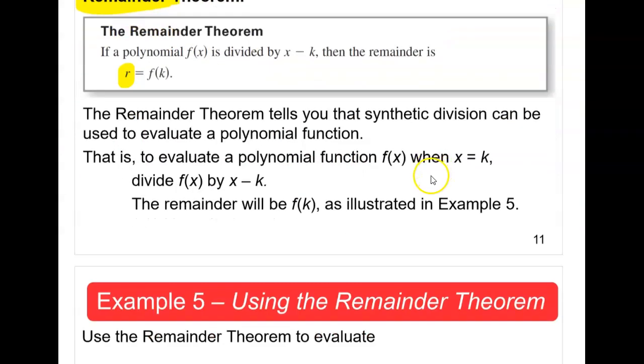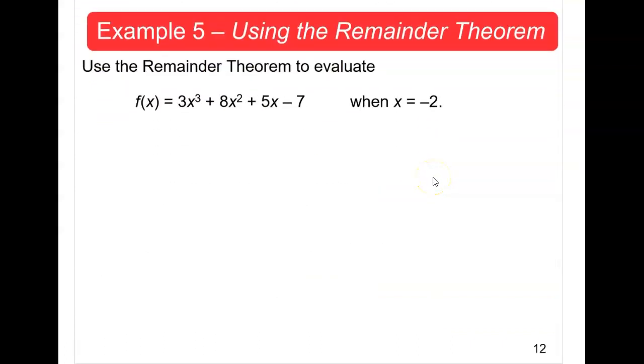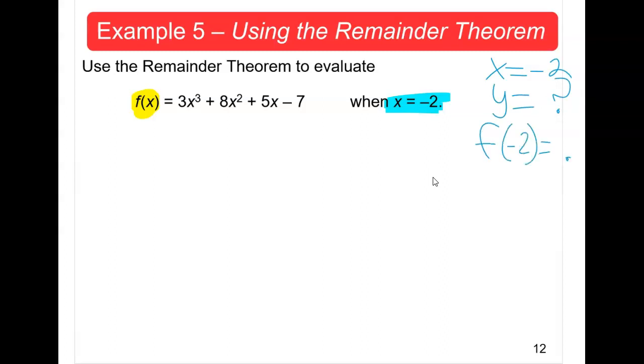So let's see what we would get with this example. It says use the remainder theorem to evaluate the function that you see here when x is equal to -2. So they're asking us if x is equal to -2, what is the y value? In other words, what is f of -2? And remember, we're not going to use direct substitution. We're going to use the remainder theorem because that's what we're being told to do.